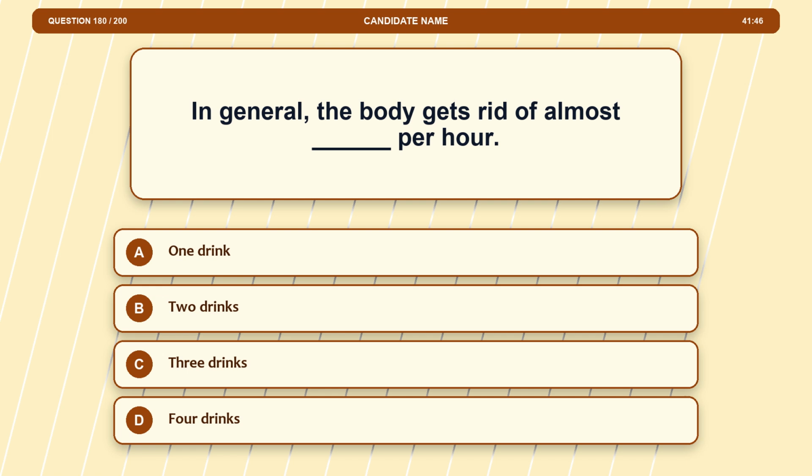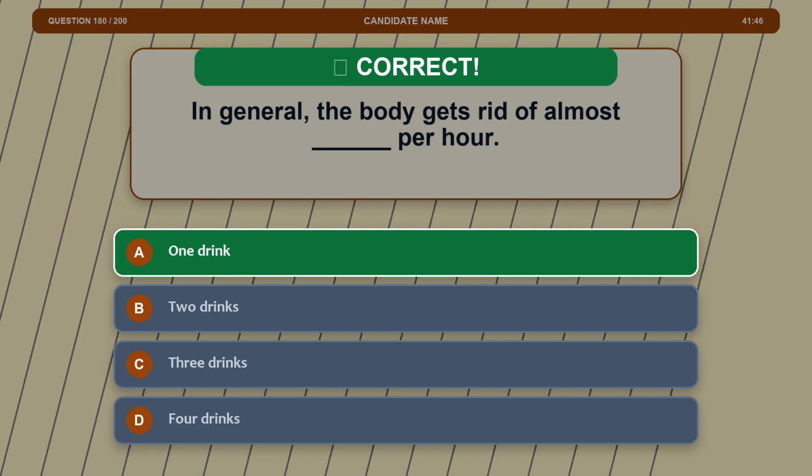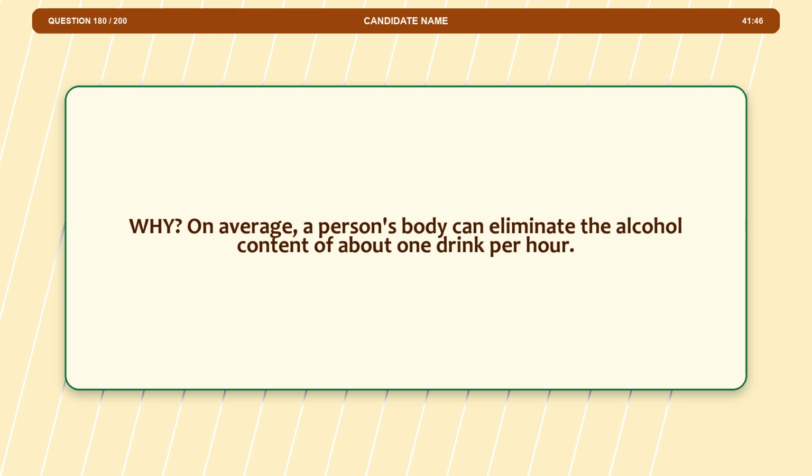Question 180. In general, the body gets rid of almost blank per hour. Option A, 1 drink. Option B, 2 drinks. Option C, 3 drinks. Option D, 4 drinks. The correct answer is option A, 1 drink. Explanation. On average, a person's body can eliminate the alcohol content of about 1 drink per hour.